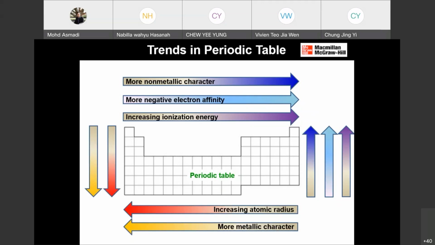Of course, that's why we call 1A and 2A the alkali and alkaline earth metals, because it's more metallic character. Potassium, calcium, magnesium, okay, that is more toward metallic character. Okay, more non-metallic from left to right. So for example, 6A, 7A, Cl, O2, okay, and noble gases. This is non-metallic.